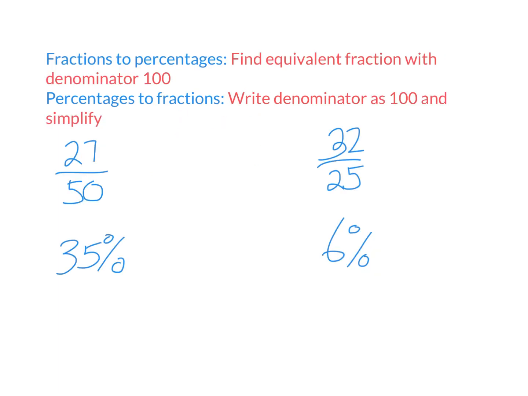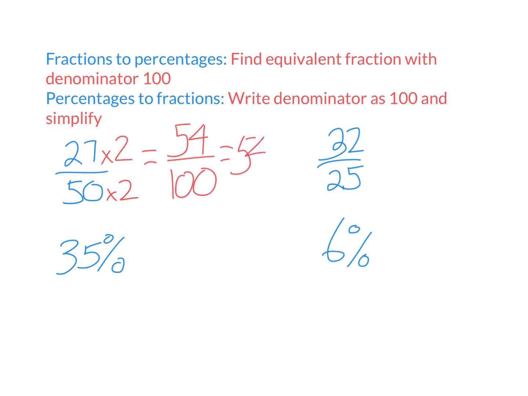So for fractions to percentages, you find an equivalent fraction with denominator 100. So if I want to convert 27 over 50 to a percent, I want to make this denominator 100. So I need to times the bottom by 2. What you do to the bottom, you must do to the top. So we get 27 over 50, that becomes 54 over 100, and that's just 54%.